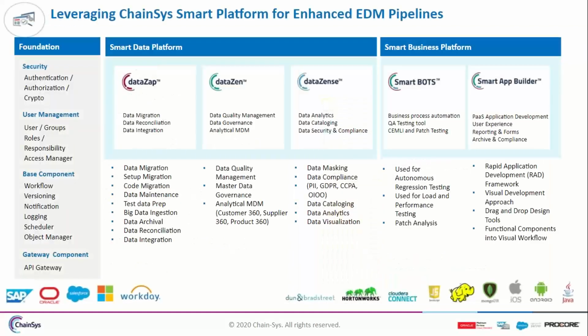So here you can see we have a lot of products in the ChainSys platform. Data SAP is for data migration, and we have Data Zen for data quality management, and Data Sense for data analytics, and we have SmartBots, which is what we are going to discuss today. It is for any business process automation or testing automation, or any RPA kind of functionality. And we have the Smart App Builder. Wherever you want to build a custom application, we can use the Smart App Builder. So this is the highlight of all our products from the ChainSys platform.